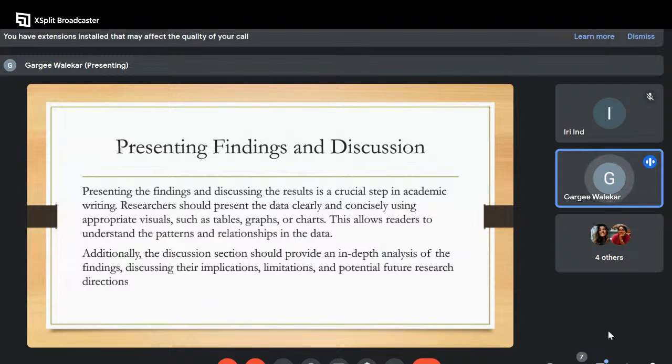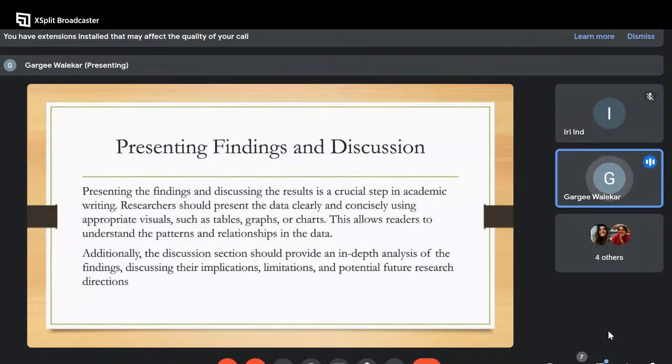Okay, the next is similar to what we discussed about research questions and objectives: presenting findings and discussions also have a very thin line between them, and are an integral part of any research paper. Presenting the findings and discussing the results is a crucial step in academic writing.